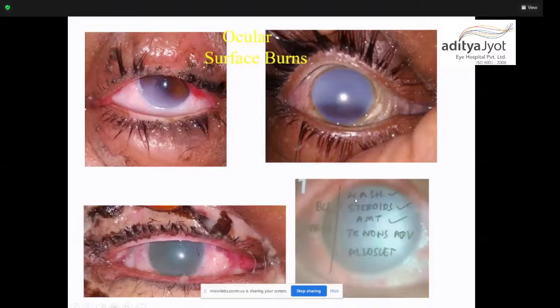So you have to do a copious wash, put the patient on topical steroids and antibiotics, and amniotic membrane transplantation according to the grade. So Duval's grading has to be done, and amniotic membrane transplantation has to be done. And Tenon's advancement is done in case of limbal ischemia.